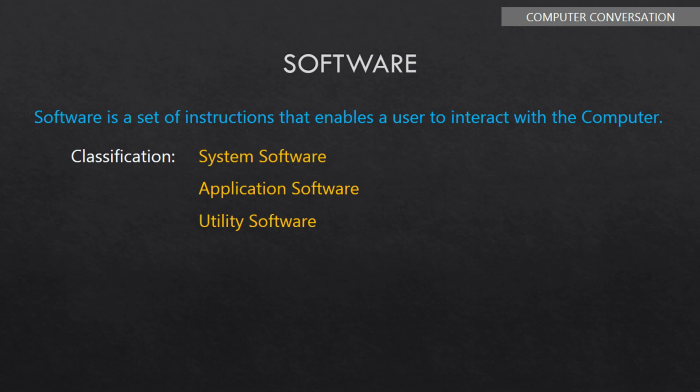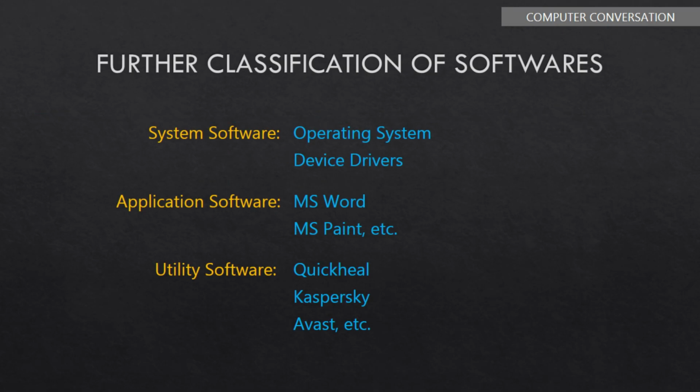There are also different types of software, which are system software, application software and utility software. System software is a type of software that is designed to interact with the application softwares and the hardwares. Examples are operating system and device drivers. Now, an application software is a software which is used to perform specific tasks in a computer. Examples are MS Word, MS Paint, Notepad, PowerPoint, etc.